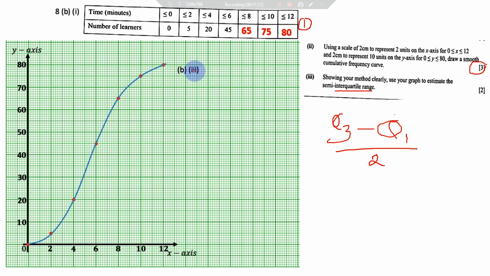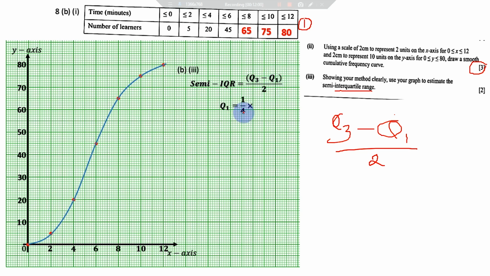So you indicate your question number. All these questions are going on the graph paper, remember. Semi-interquartile range is equal to Q3 minus Q1, divided by 2. Half of the interquartile range will give us the semi. IQR means interquartile range. First we are going to calculate Q1, the lower quartile, and then find the upper quartile, which is Q3. Then we subtract them and divide by 2 to get our answer.